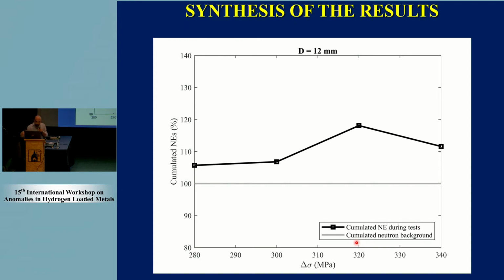Again, here you can see the neutron emission as a function of the stress range. In this case, unfortunately, the highest value in the neutron emission activity was not found for the highest stress range. But also in this case, more or less, you can see an increment in the neutron emission activity with the stress range.